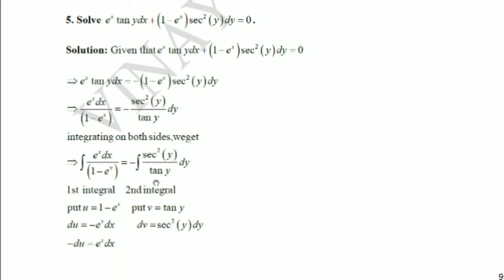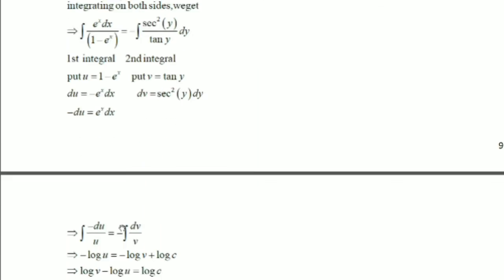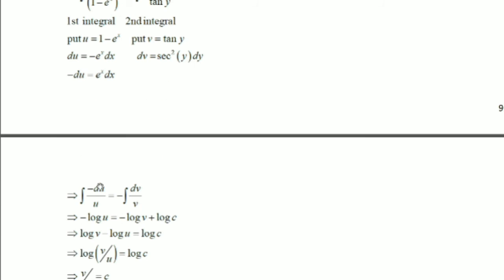Whereas in the second integral, derivative of tan y is secant square y. So let me take v as tan y, then derivative is secant square into dy. Now make all these substitutions, then we'll get integration of minus du by u is equal to minus integral dv by v. But let me keep this minus sign as it is. What is integration of 1 by u with respect to u? It is log u.